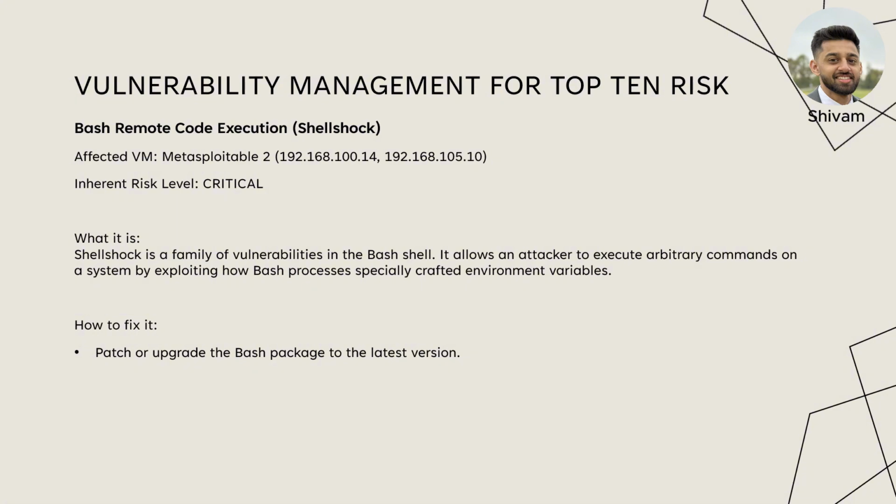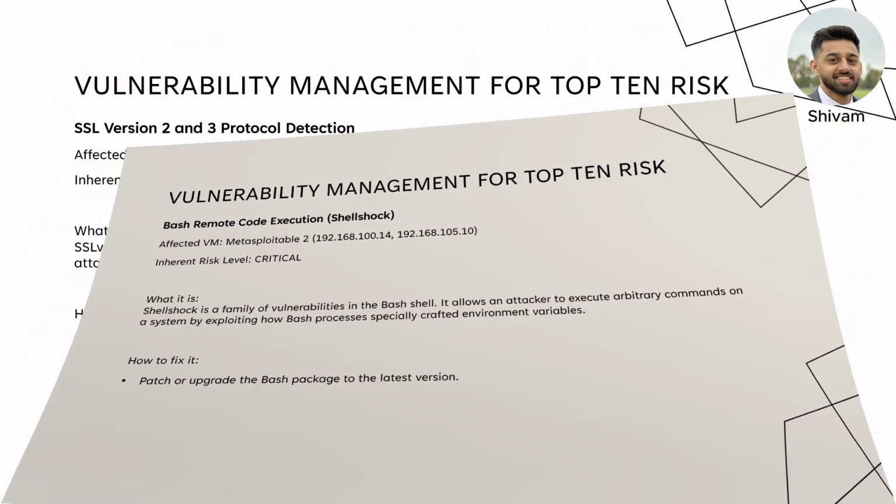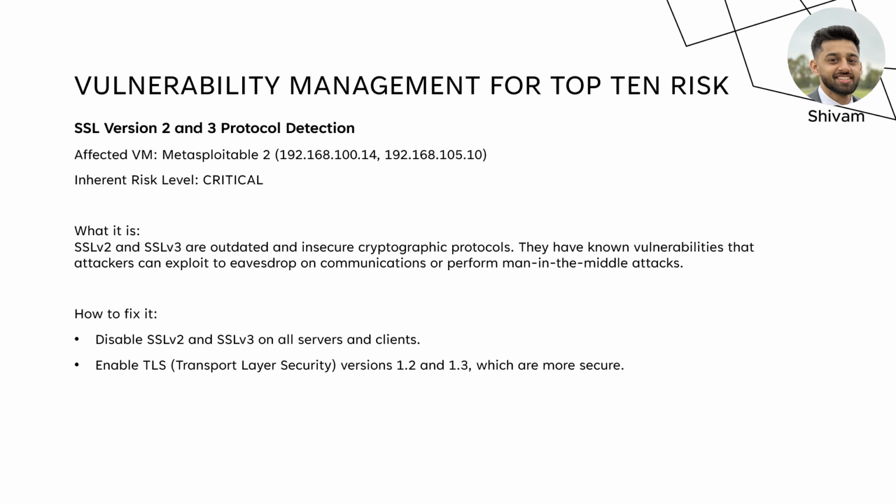The next vulnerability we are going to be covering is the SSL version 2 and 3 protocol detection, which was found on our Metasploitable 2 machine. This vulnerability came in with a severity rating of critical and has a CVSS score of 9.8. SSL version 2 and 3 are outdated, insecure cryptographic protocols that have known vulnerabilities that attackers can exploit to eavesdrop on network communications or perform man-in-the-middle attacks.